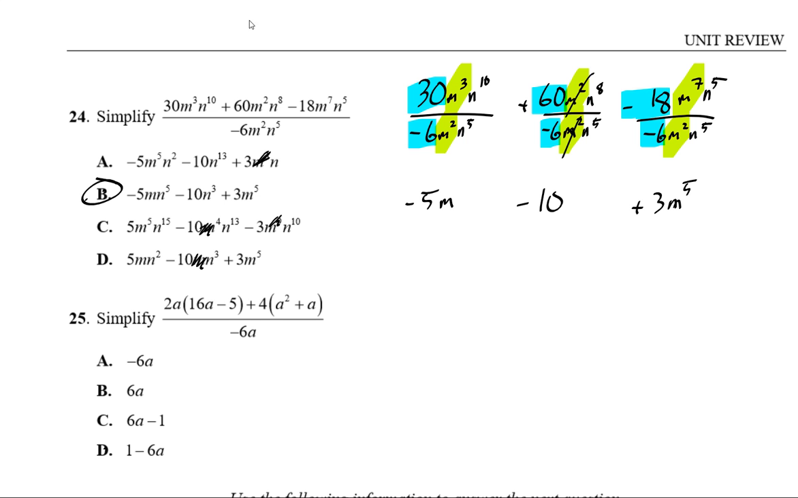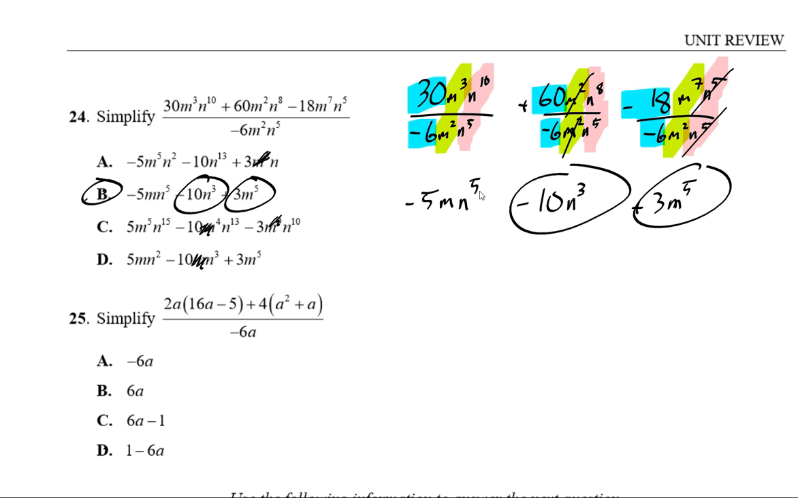Let's do the n's. So n to the 10 over n to the 5th. 10 minus 5 is 5. 8 minus 5 is 3. And 5 minus 5, gone. So we have 3m to the 5th, negative 10n cubed, negative 5mn to the 5th. Yes, it's B.